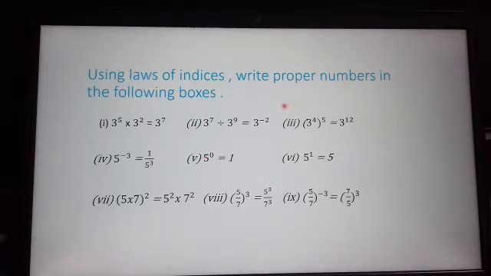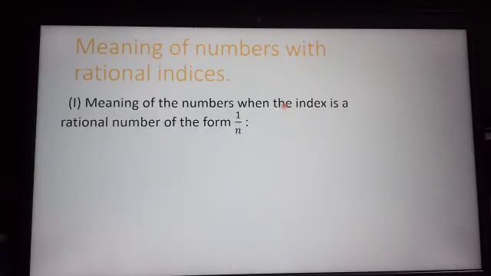So if you refer to those laws from the textbook, you will come to know that it was very easy. Okay, then the next part is now our syllabus part. The earlier part was excluded from the syllabus, but just go through it, and in the textbook you will write down the answer. Now the syllabus part: meaning of numbers with rational indices.